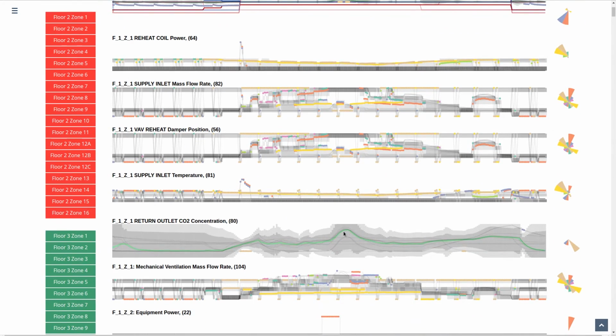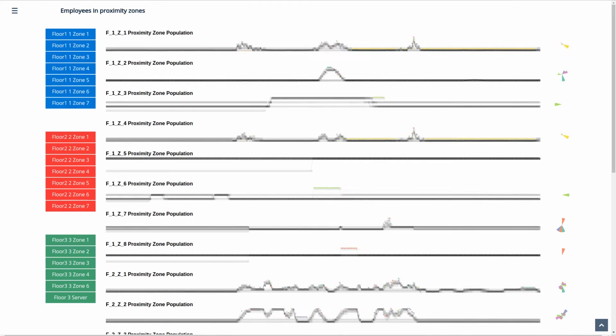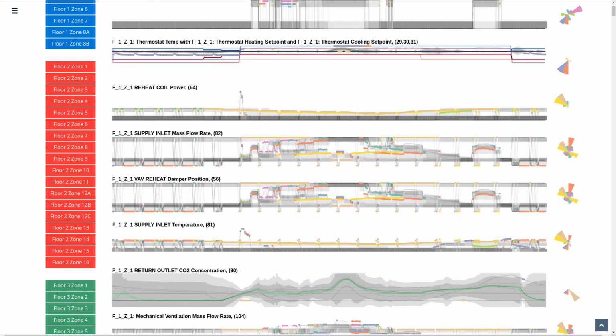The green line is the 14-day median. We can also notice the 3 peaks have a chronological order. First, the personnel enter the zone, then the temperature rises due to activities, and finally they result in the rising of CO2 concentration.